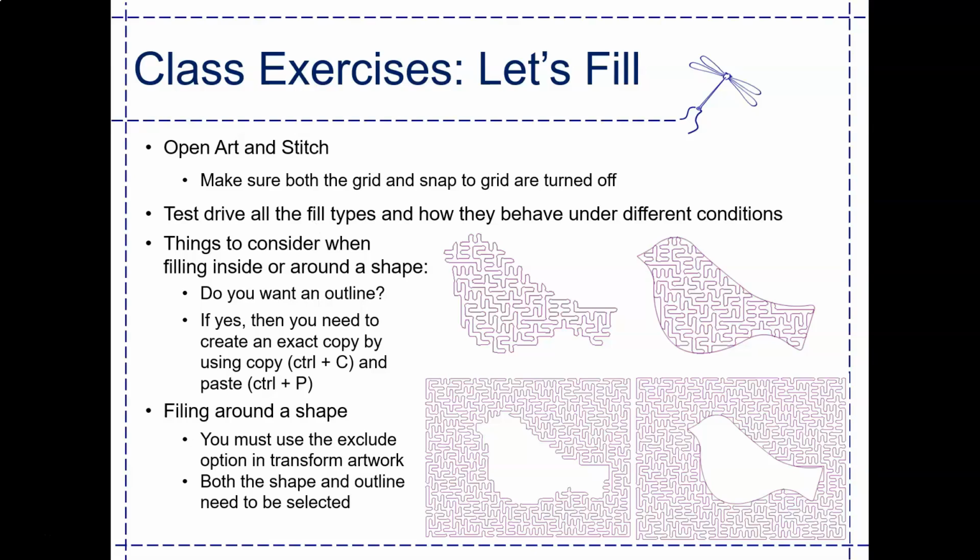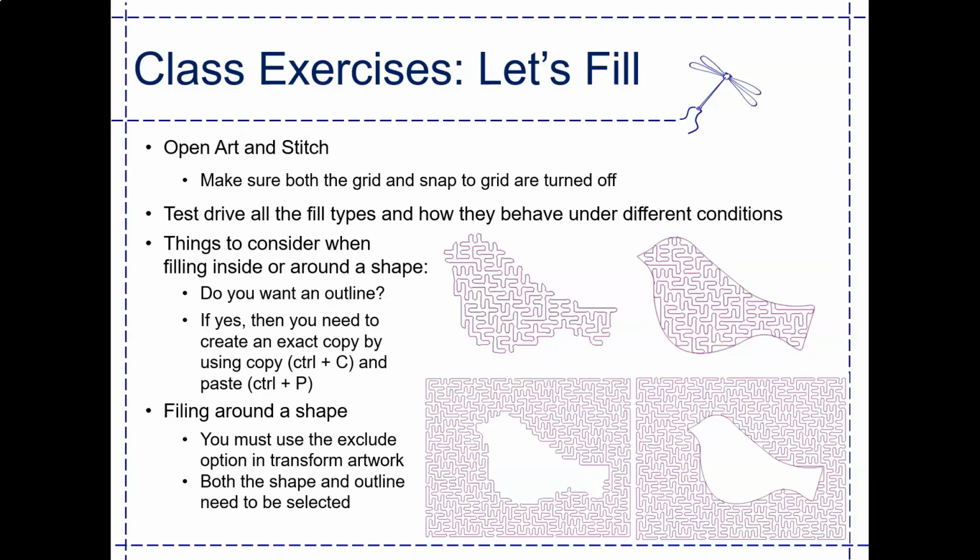Some of the tools will automatically generate stitches and some will generate a secondary artwork. If you're wanting an outline on a shape and you're using one of the tools that goes directly from artwork to stitches, you're going to need to make an exact copy of that. And instead of using the duplicate, in Art and Stitch, if you do the copy paste, it puts them right on top of each other.